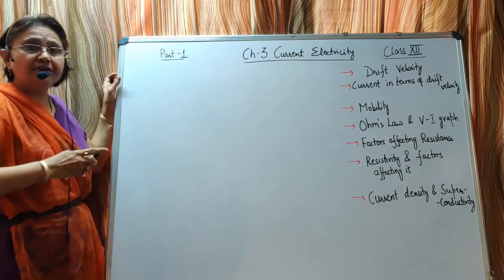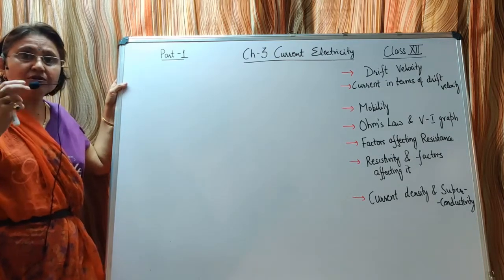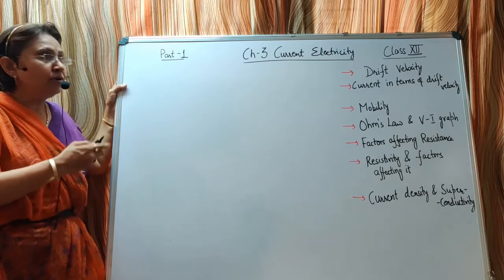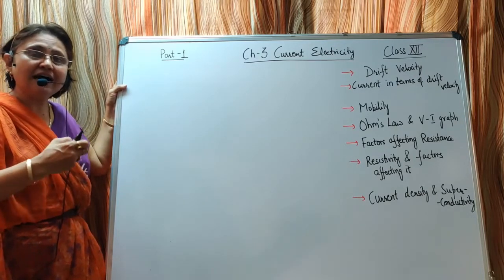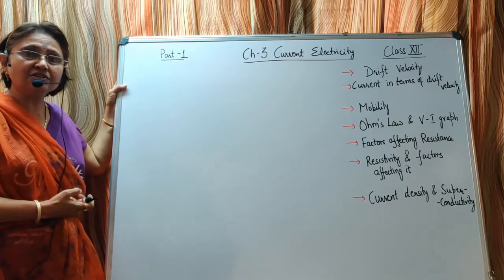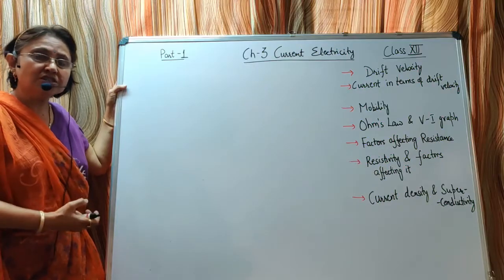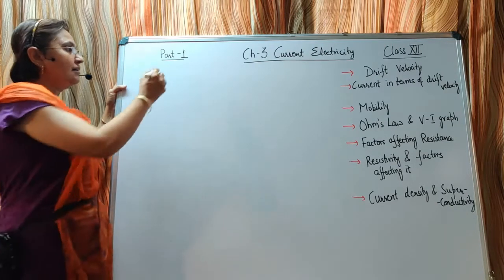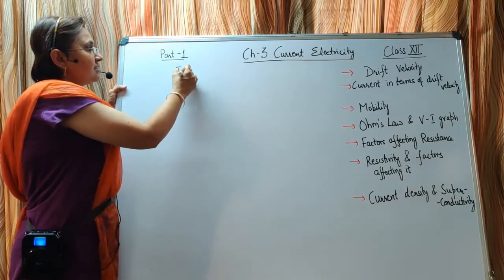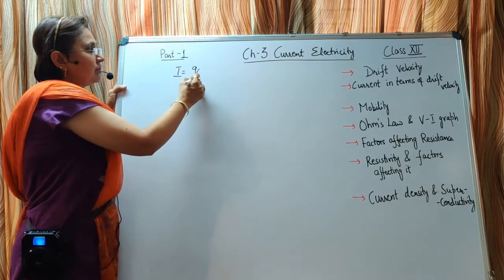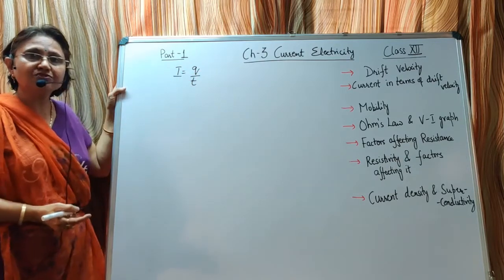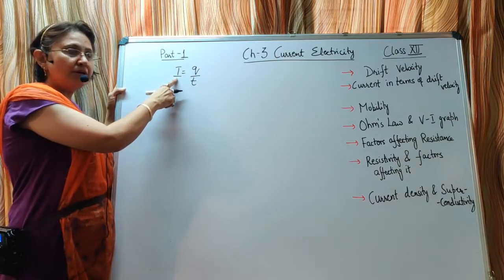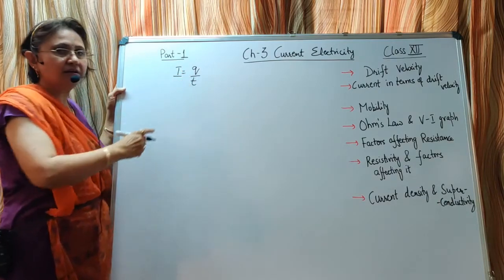In the first two chapters we have studied about static charges, that is the charges at rest. Now in this chapter we'll study the dynamics of charges, that is the charges will come in motion. So these charges in motion constitute current electricity. The current is defined as the charge flown per unit time. The rate of flowing charge we call current, and its SI unit is ampere, which is coulomb per second.